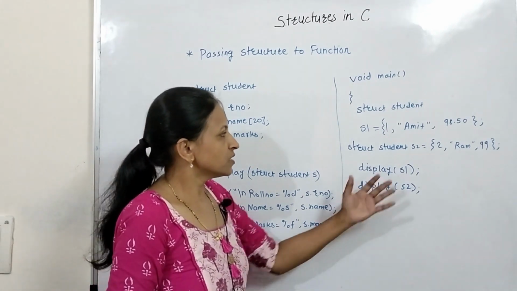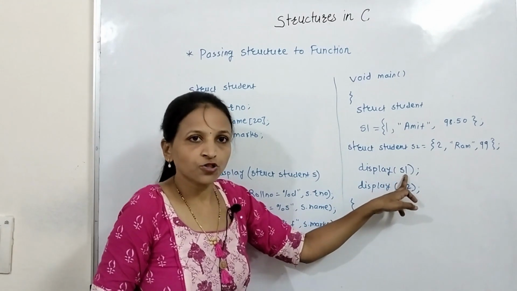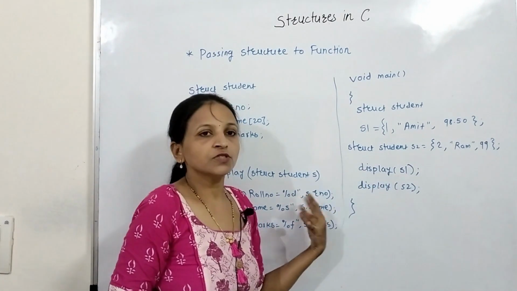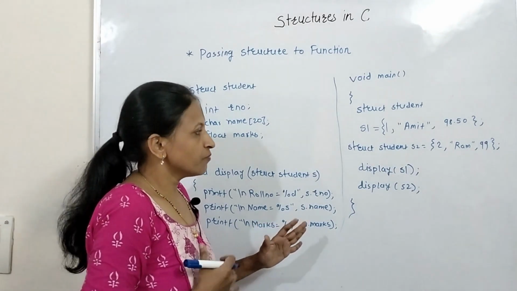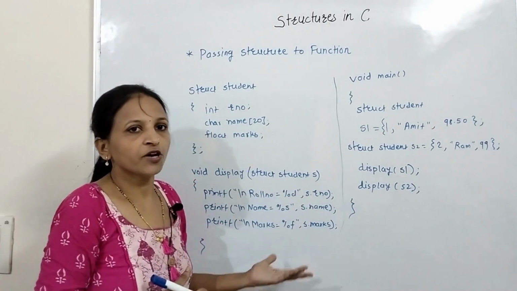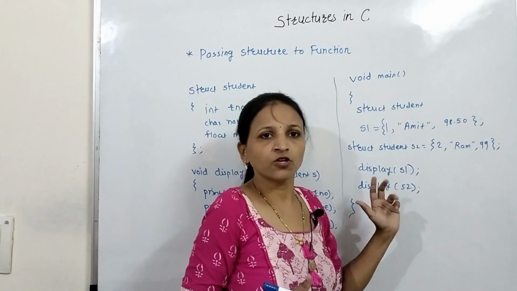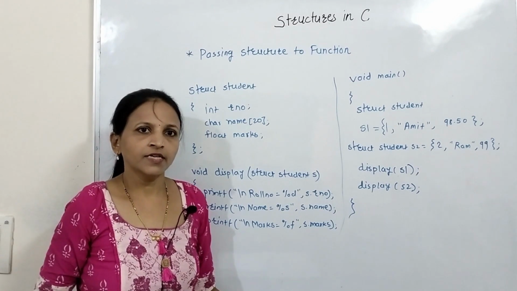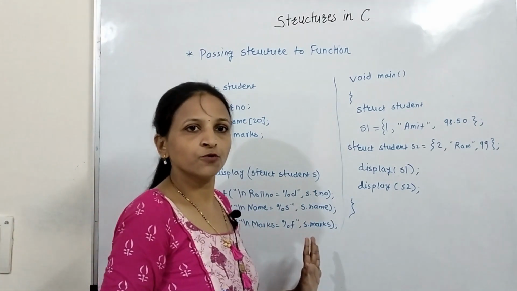We can pass a structure variable as an argument to the function. Here s1 is an actual argument, s2 is also an actual argument, and s is a formal argument. Here we have used call by value. In the same way we can also use call by reference. If you are passing the address of s1 or the address of s2, and fetching that in a pointer variable, then that will be call by reference. If you want to modify something inside s1 or s2, then only use call by reference, otherwise this is okay. Getting it? That's it about how to pass a structure variable to a function.